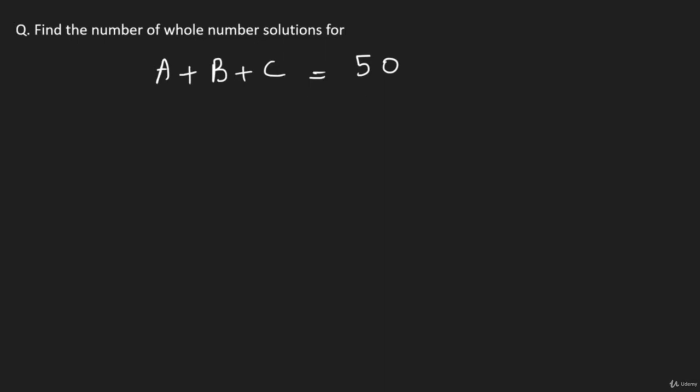Pause the video, give it a try and then let's do it together. Alright, we are back. I hope you have given it a try. Let's do it together. This is nothing but drawing 50 dots and 2 lines, right?